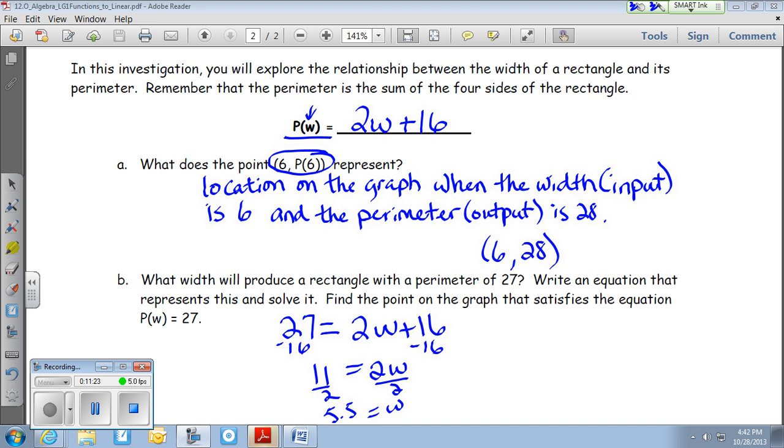And that gives me a point on the graph of 5.5, comma 27. So that's going to be the point on the graph that satisfies this equation when the perimeter is 27. All right, let's move on.